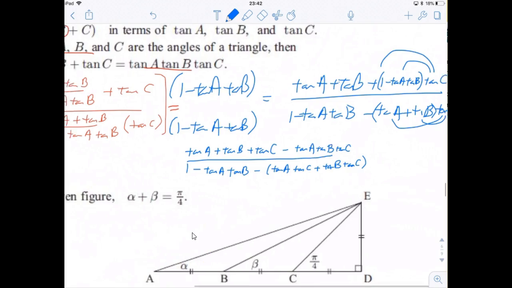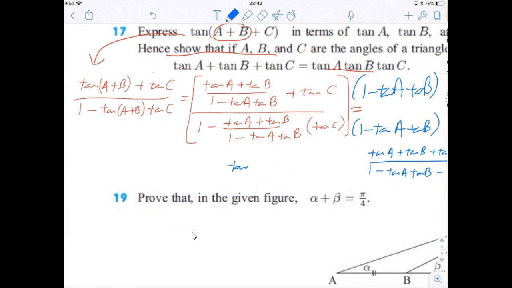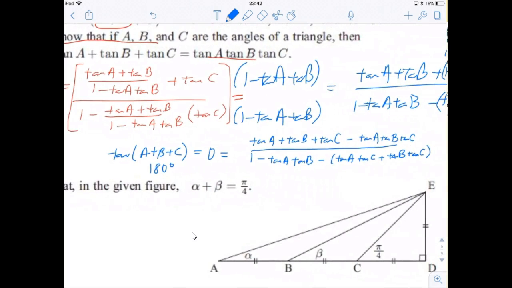Now, remember what this is equal to. This is equal to the tangent of A plus B plus C. And they said, what if A, B, and C are the angles of a triangle? If A, B, C are the angles of a triangle, then if you add them up, you get 180 degrees, right? What is the tangent of 180 degrees? The tangent of 180 degrees is 0. So actually, what I'm saying is this ugly fraction here is 0.